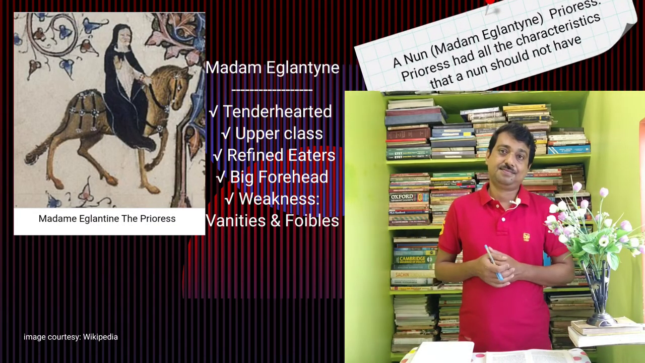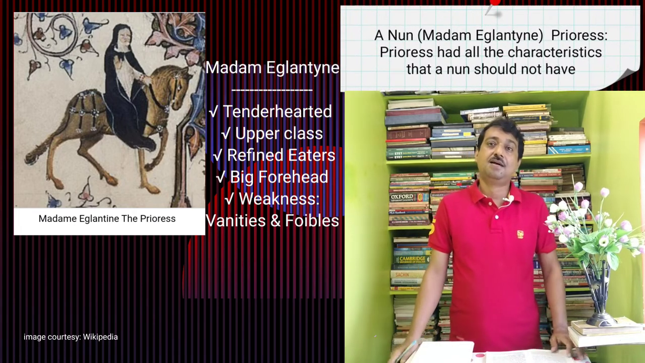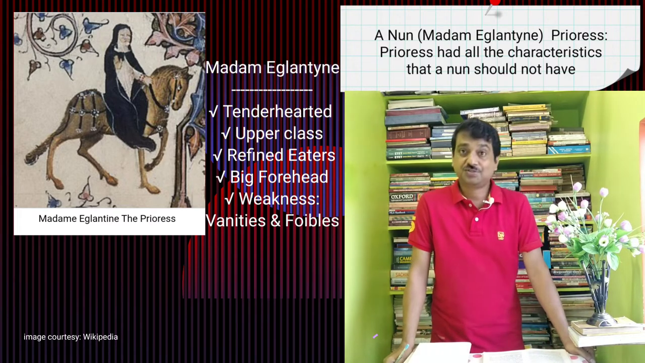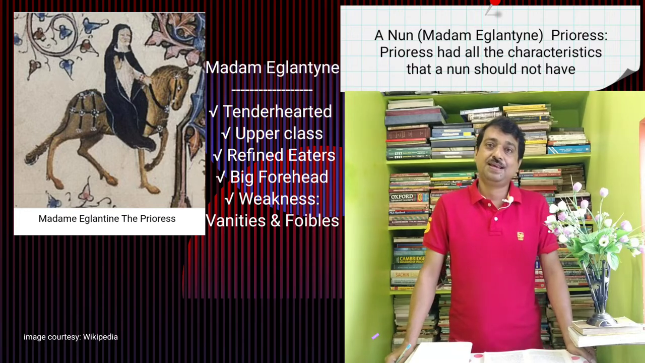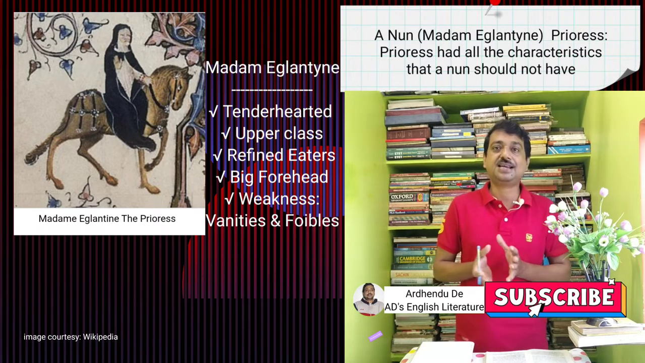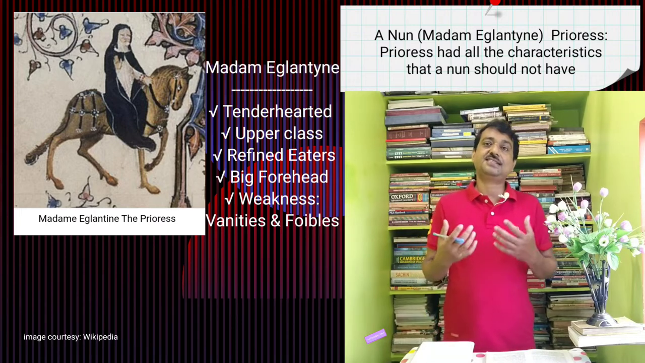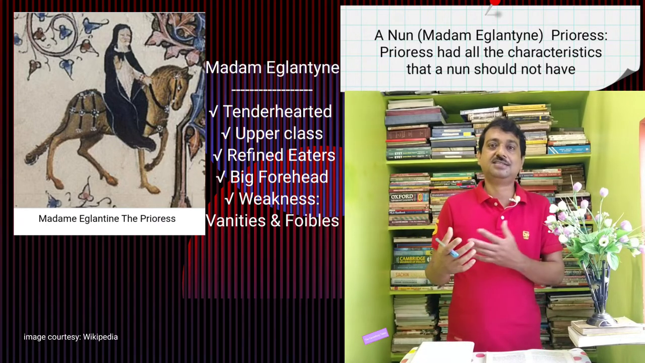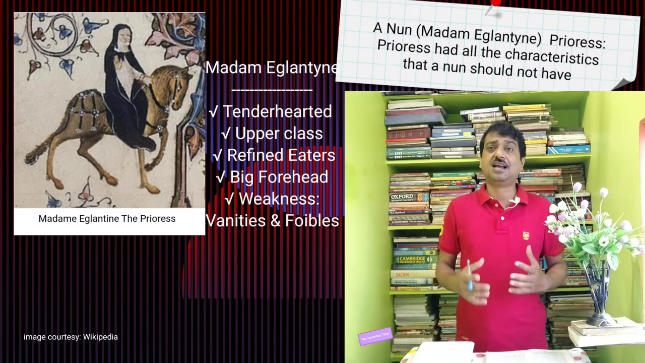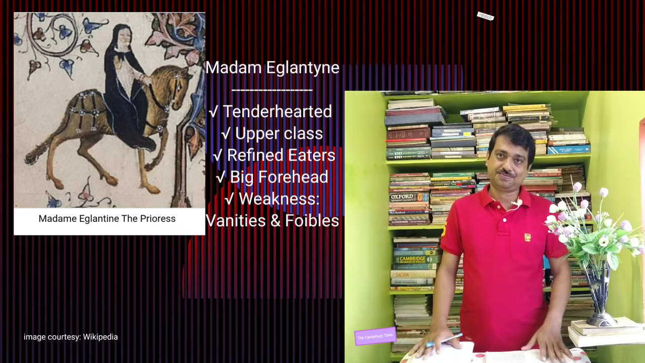A nun, Madame Eglantine, or the tender-hearted prioress, spoke French but very poorly, after the school of Stratford. She bears an upper class social standing and eats in a refined manner. She has a physically big forehead, a sign of intelligence, and in her character we find certain nobility, but underneath there is vanity. So Chaucer's depiction of this character shows a justified depiction of womenfolk.